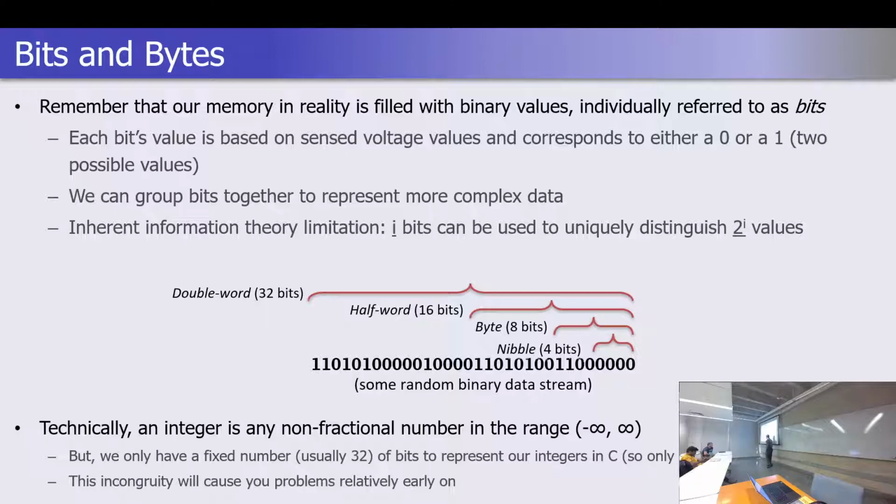From the C programming interface, everything is effectively a number of bytes, so a number of 8-bit values combined together. While technically, mathematically, an integer is any whole number in that negative infinity to infinity range, in C, depending on the version of the integer we choose, we have a fixed number of bits and bytes to store that value in memory, and there's an incongruity there.